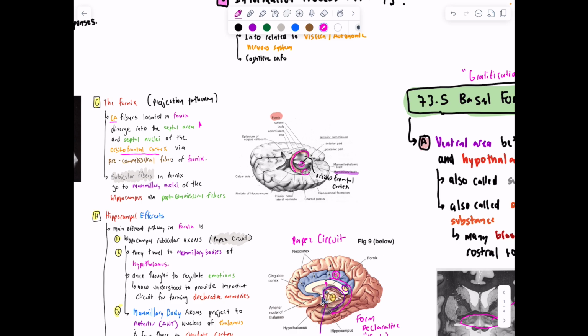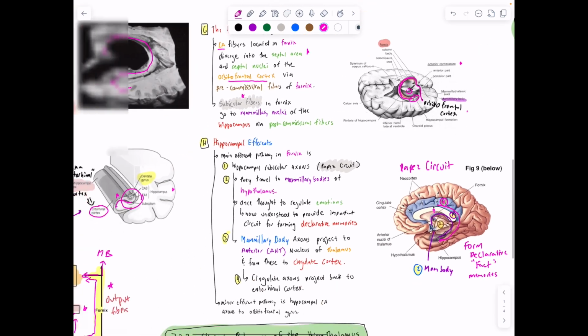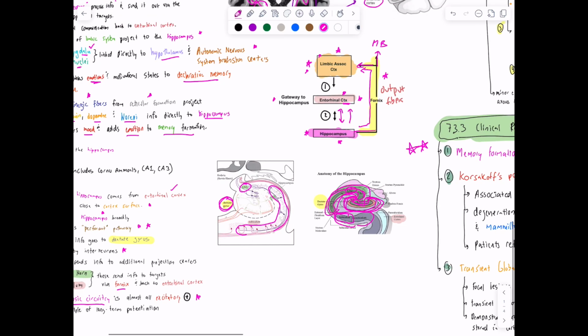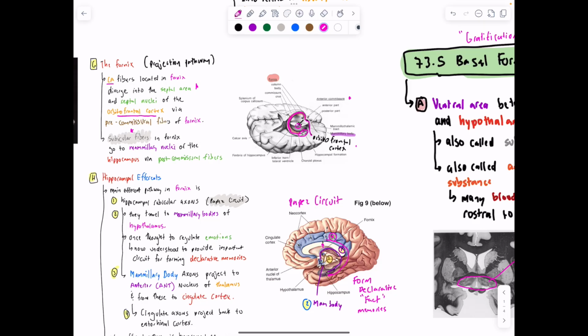So the body of the hippocampus comes up via the fornix, and then it's going to extend through this commissure into the orbital frontal cortex. And then you also have subicular fibers, right? This is our other area, we have the subiculum down here, and these subiculum fibers are going to go through the fornix, and they're going to go to the mammillary nuclei via post-commissure fibers. So here's the commissure, and it's going to pass that and go down to the mammillary body.